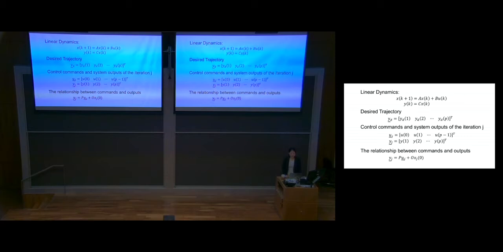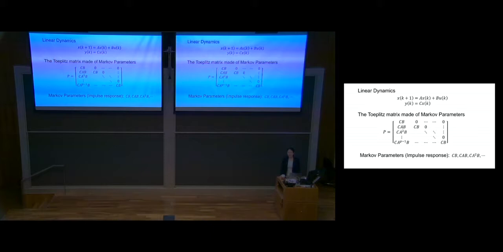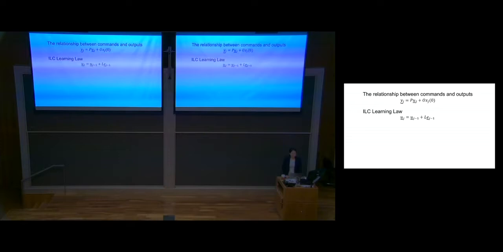The relationship between the commands and the outputs for the entire trajectory is y_j equals P, which is a Toeplitz matrix, times u_j, the commands of the entire trajectory, plus O, the observability matrix, times x_j0, the initial state. What is P? P is the Toeplitz matrix made of Markov parameters. The system Markov parameters are CB, CAB, and CA squared B. After we know the relationship between y_j and u_j, we can establish an ILC learning law.